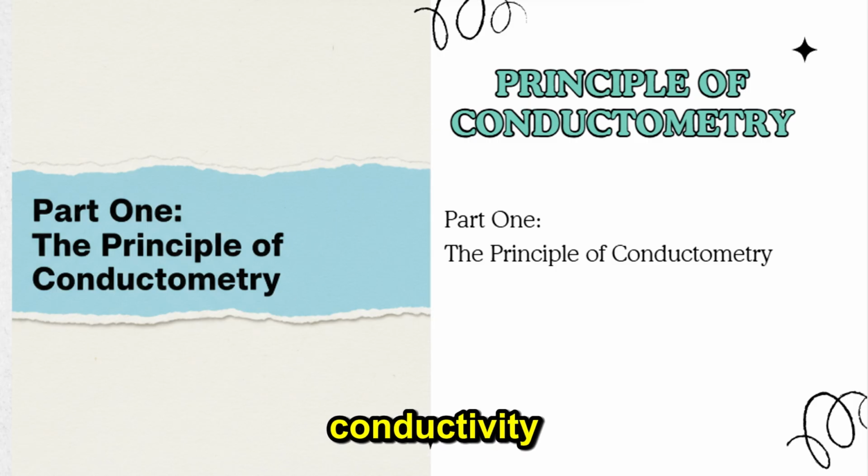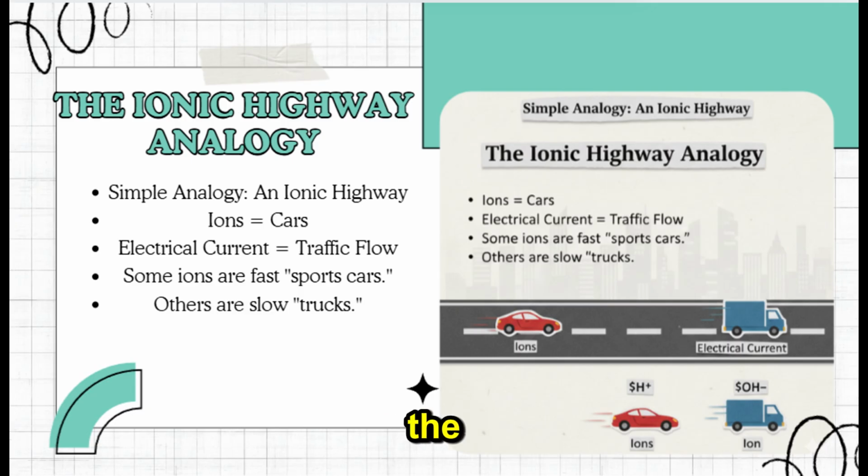Formally, conductivity is the measure of a material's ability to conduct an electric current. In solutions, this current is carried by ions. Okay, let's make that simpler. Imagine the solution is a highway and the ions are cars. The electrical current is the flow of traffic.